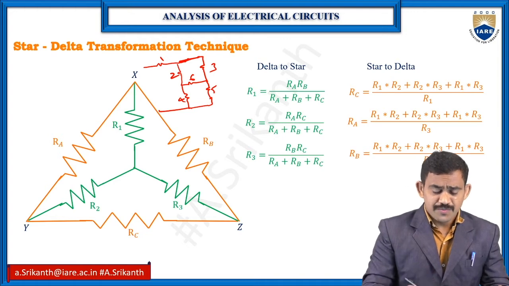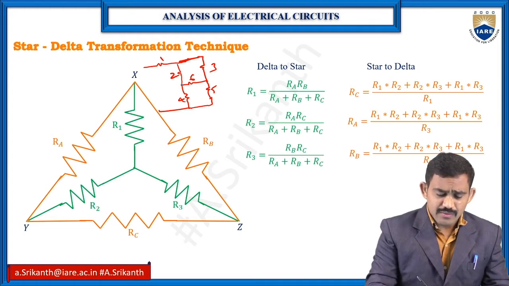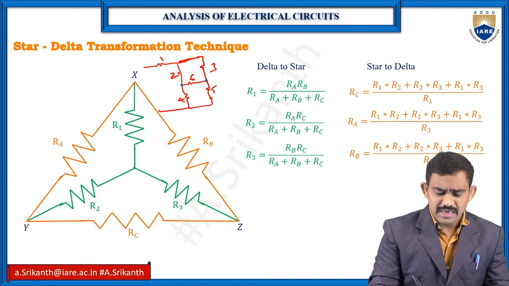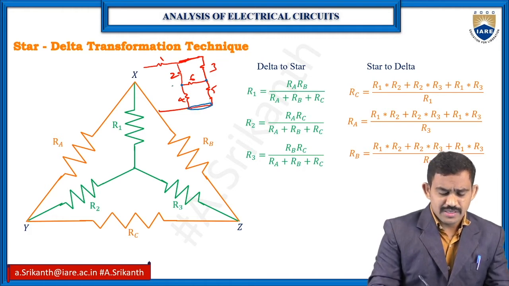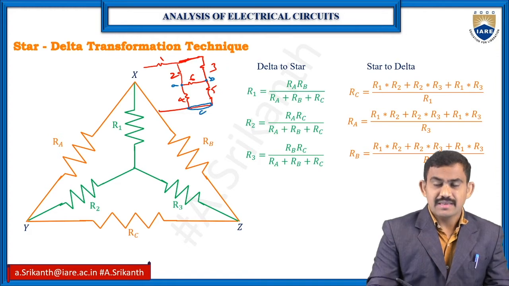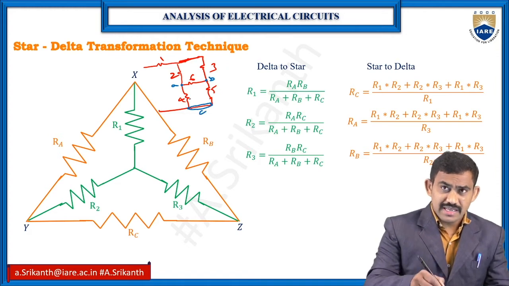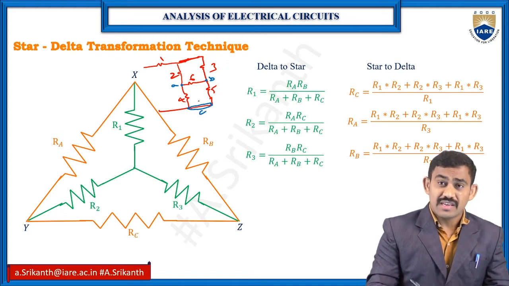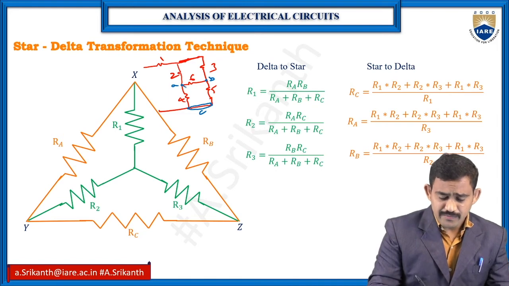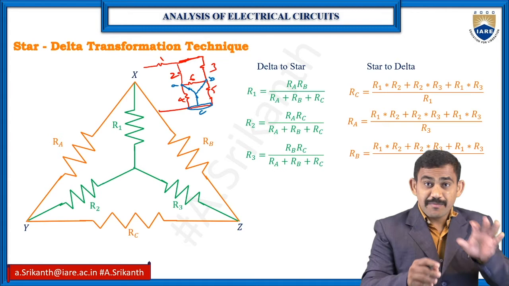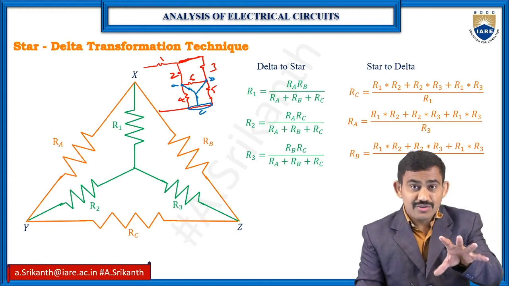Just observe now. Here 1 point, here 1 point, and these 3 are 1 point. Okay. Suppose here A, B, C. These 3 are connected in delta, so I will convert into star. So between 1, 2, and 3, at the same place we need to convert.